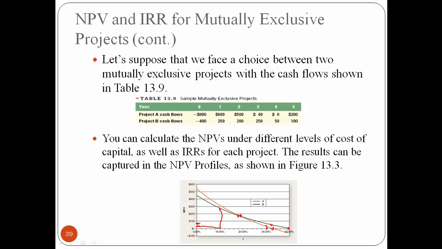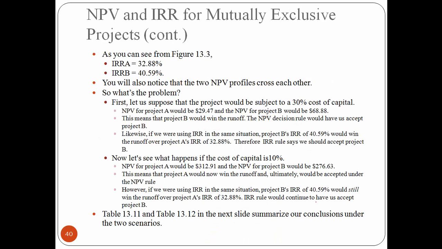When the cost of capital is about 10%, this is project B's NPV, and it's around here. And this is project A's NPV, and it's around here. So one is below 300, one is above 300, right? The NPV for project A will be 312.91, and the NPV for project B will be 276.63. That means project A now has a higher NPV, and according to the NPV criteria, we should accept project A and give up project B.